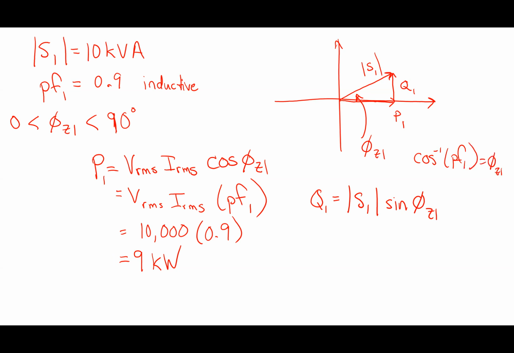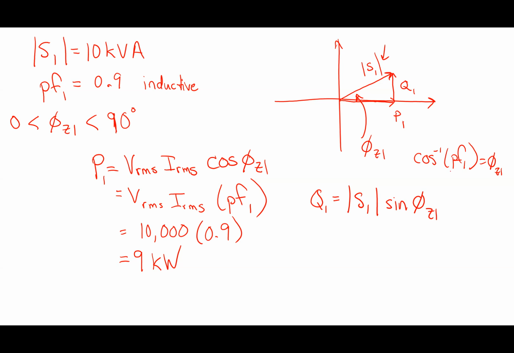Again, this is all just trig. This thing's just a triangle. Honestly, I don't even really need to go back to any formulas. The hypotenuse is the magnitude of S1, this side is P1, and this side is Q1. I can go back to trig and forget that this is an electrical engineering problem. It's just a triangle. The sine is equal to the opposite over the hypotenuse.